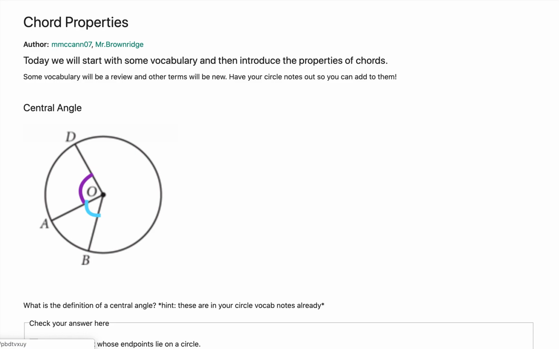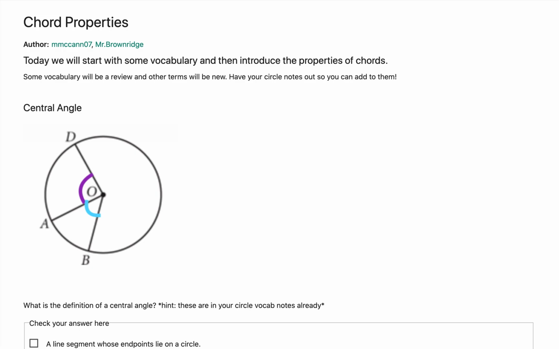What we're going to be exploring is chord properties. So chords are those line segments that connect from one side of a circle to another. And we're going to explore some new and old vocabulary. So please take out your notes from the circle vocabulary that we introduced 2 classes ago. And we're going to add to those notes. We are going to explore some cool properties, and we're going to do some practice problems throughout.